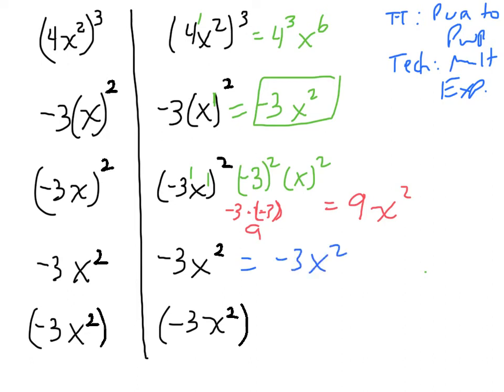That is my answer. And finally, the last one here, I do have parentheses, but I don't have an exponent outside. So that means my exponent is 1. So if I have an exponent of 1 out here, I'm going to go ahead and write that in. And now if it's raising a power to a power, well, that's a 1 right there. So 1 times 1 is 1, so that gives me negative 3 and x squared. So you'll see that it didn't change anything from the original.